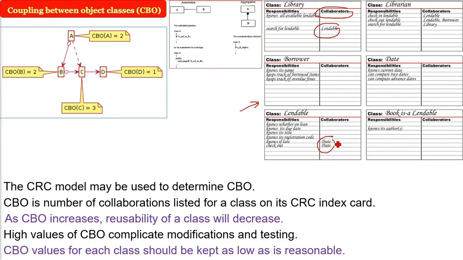So CBO values for each class should be kept as low as reasonable. Either you take the conventional or any approach, coupling has to be as low as possible. CBO is coupling between object classes. If you see the example here, I tried to show you how many CBOs A, B, C, D have.